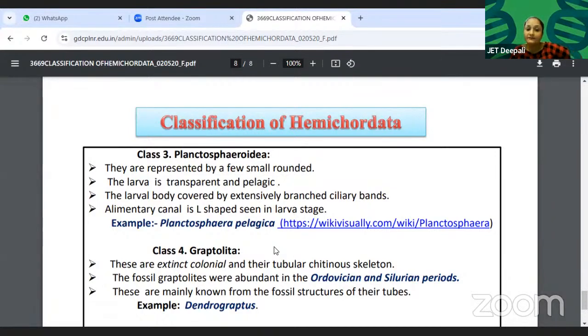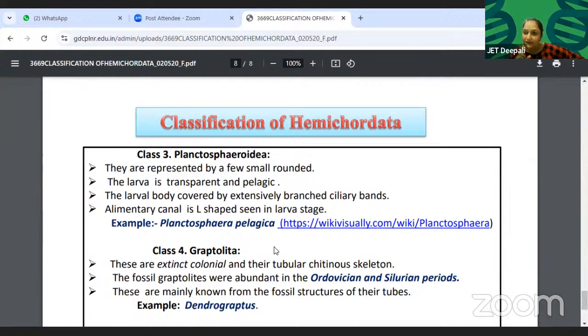They are represented by a very few small rounded forms. The larva is transparent and pelagic. The larval body is covered by extensively branched ciliary bands, means they are also tentaculated. Planctosphaera pelagica. Class 4, Graptolita, these are extinct, so they are not studied. Only two classes are studied because most of the members are extinct.